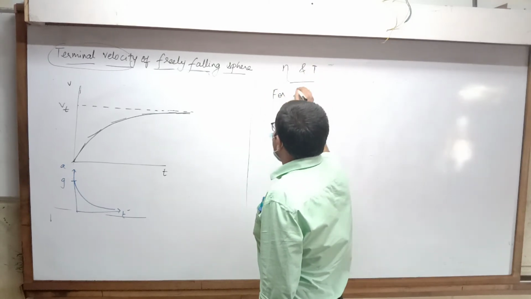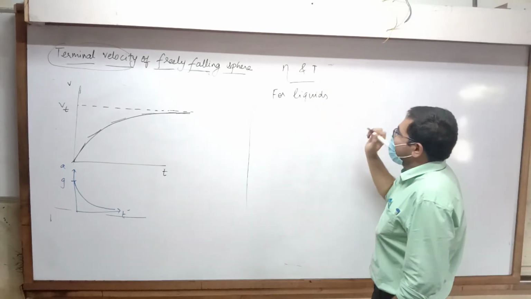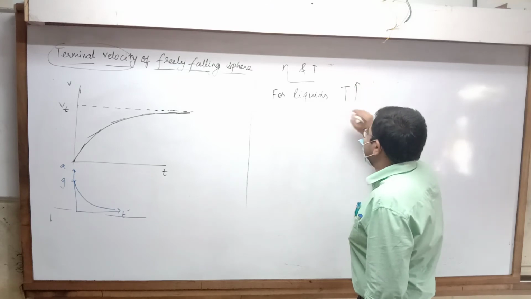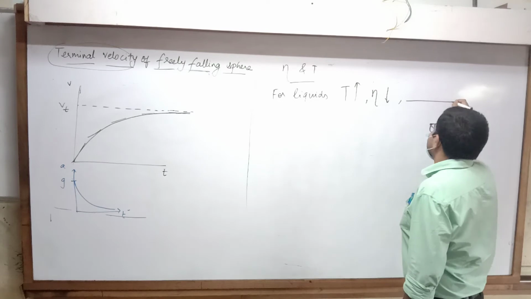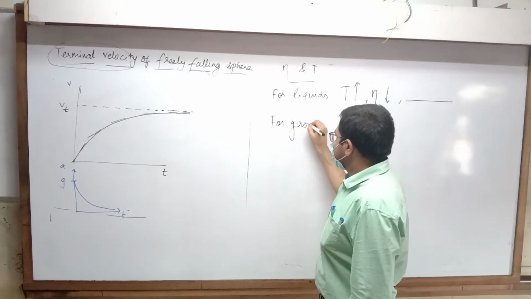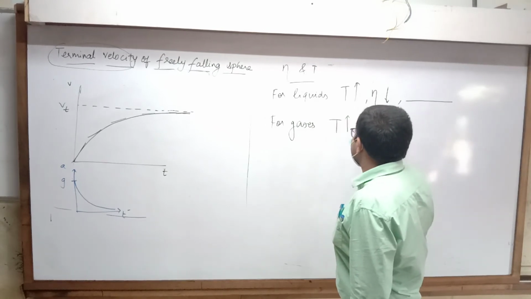So first of all, for liquid, let me write first, then the reason. As temperature increases, T for temperature, eta will decrease, and here we will write the reason. And for gases, as temperature will increase, eta will also increase.